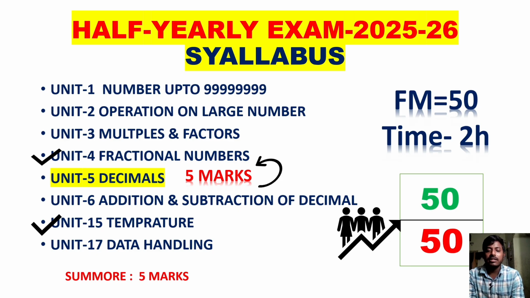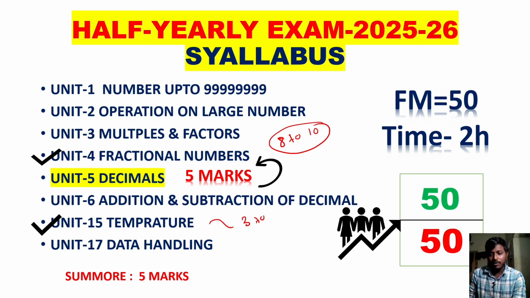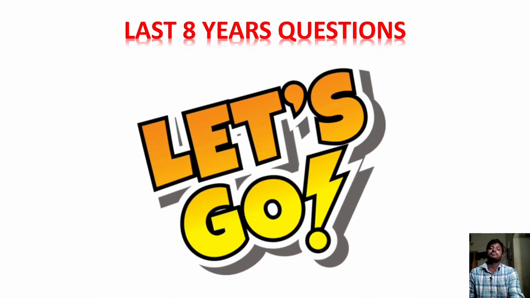We have already completed fractional number and temperature. From fractional number you get 8 to 10 marks in the exam, and from temperature 3 to 4 marks. If you see only these 2 videos, you can get 8 plus 3, that is 11 to 12 marks. Okay, so let's start the session.